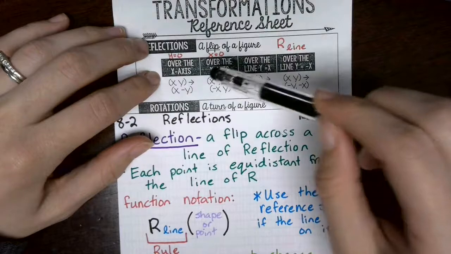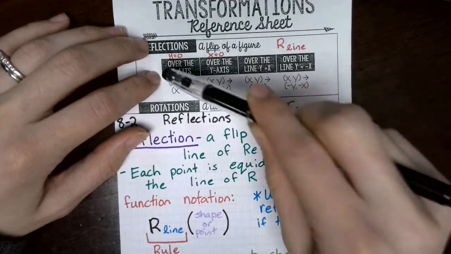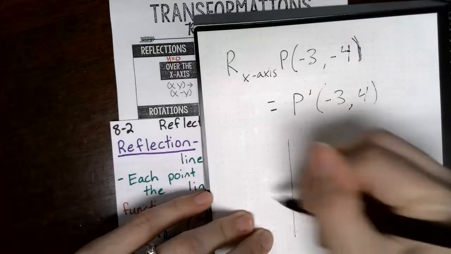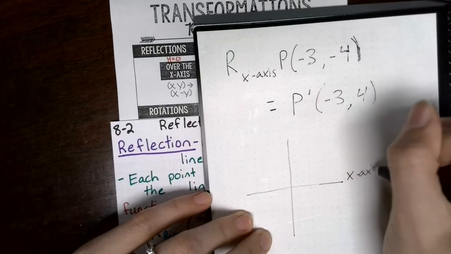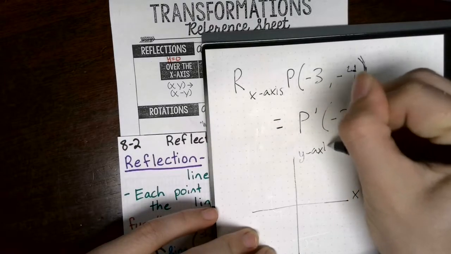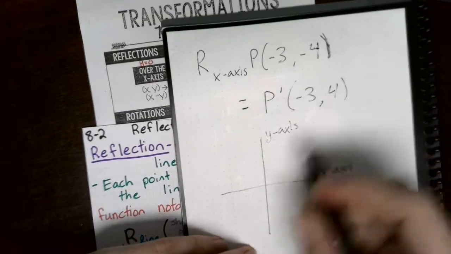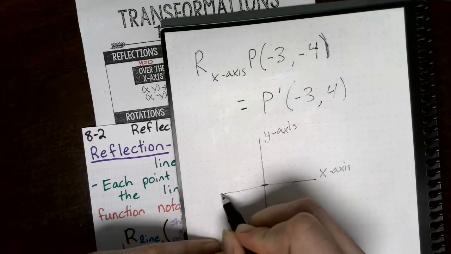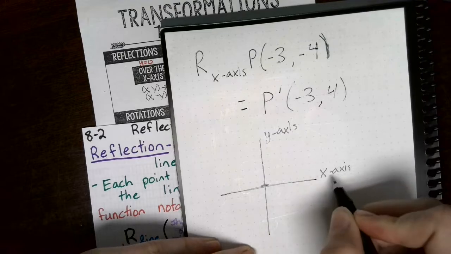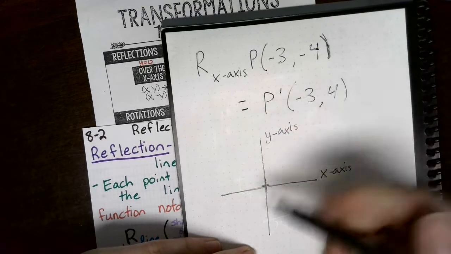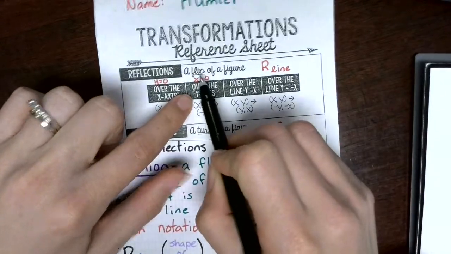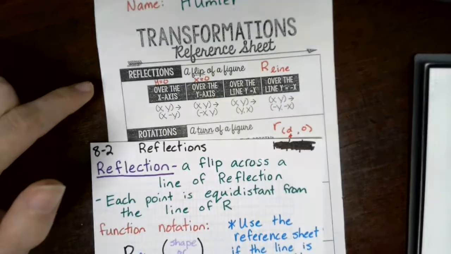And sometimes it won't say x-axis or y-axis. It'll say over the line y equals 0. The line y equals 0, think about the coordinate plane. This is our x-axis, and this is our y-axis, right? The line y equals 0, where y equals 0, well, that's the x-axis. And the same thing with the line x equals 0. That's the y-axis. So we've got to remember that. Over the y-axis, that's the same as x equals 0.